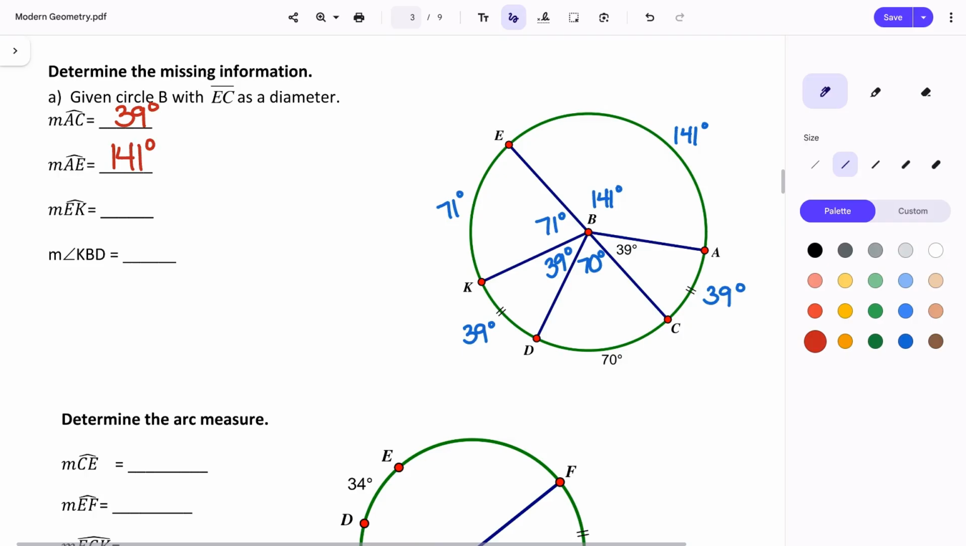Okay, what about E to K? 71. Good. And the last one, it's not an arc anymore. It's talking about a central angle. So trace the angle if you need to. Make sure that you're going from K up to B, the center, and then back down to D. How much is that? Good, 39. Questions on that first one?